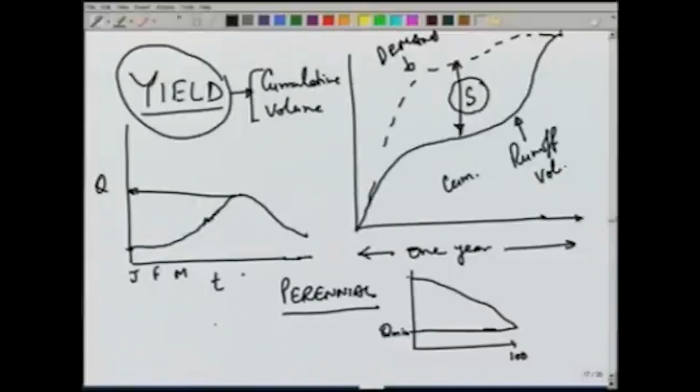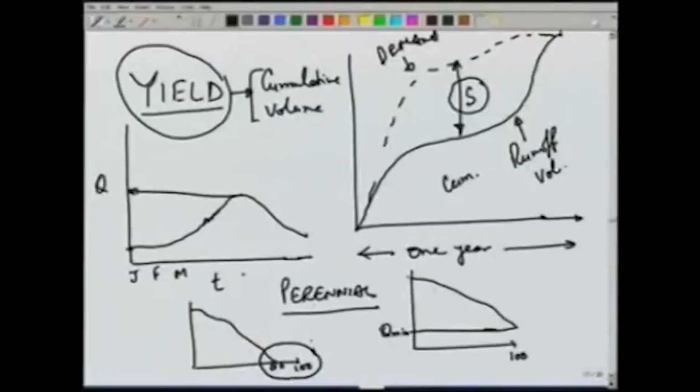but if you have an intermittent or ephemeral stream, then the flow duration curve would look like this, where 100% may be here and this may be 70 or 80%. So, this means that 20% of the time there will be no flow in the stream. So, this is also an important aspect which has to be taken into consideration when we are designing a project, that 20% of the time there will be no flow in the stream. So, if we are generating power, there will be no power available during this time.